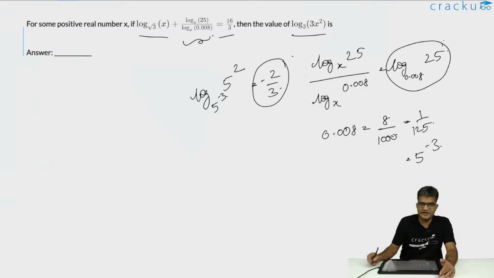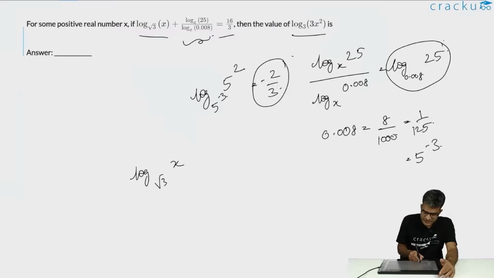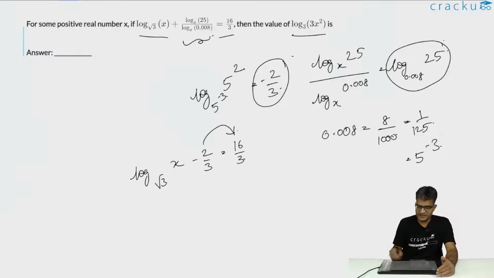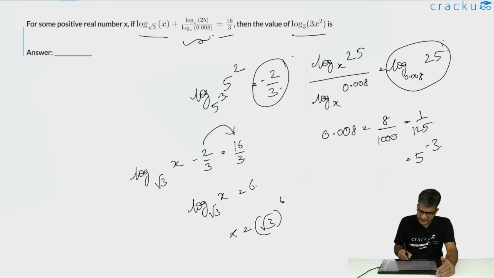So the equation that we have is log of x to the base root 3 minus 2 by 3 is equal to 16 by 3. If you take it to the right hand side, this is 16 plus 2 divided by 3, which is equal to 18 by 3, which is 6. So log of x to the base root 3 is equal to 6, or x is equal to root 3 to the power 6, which is equal to 3 cube, which is 27.